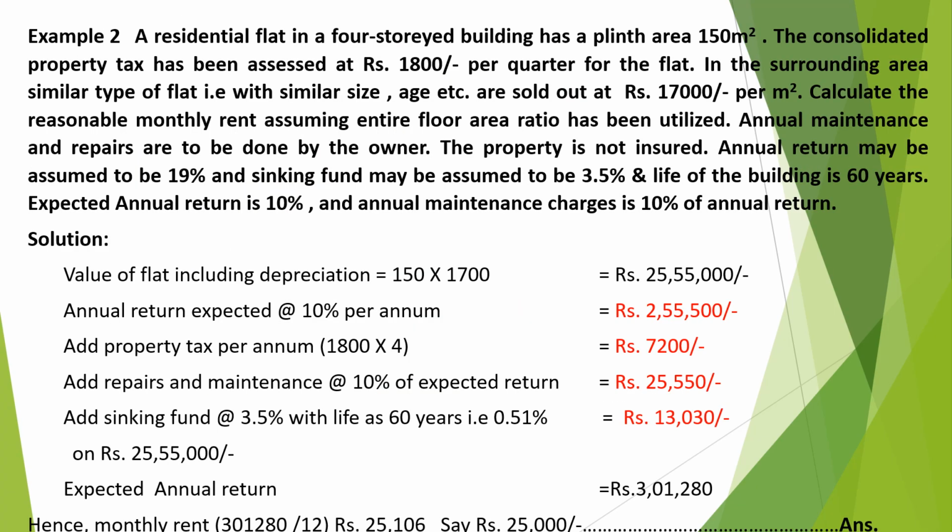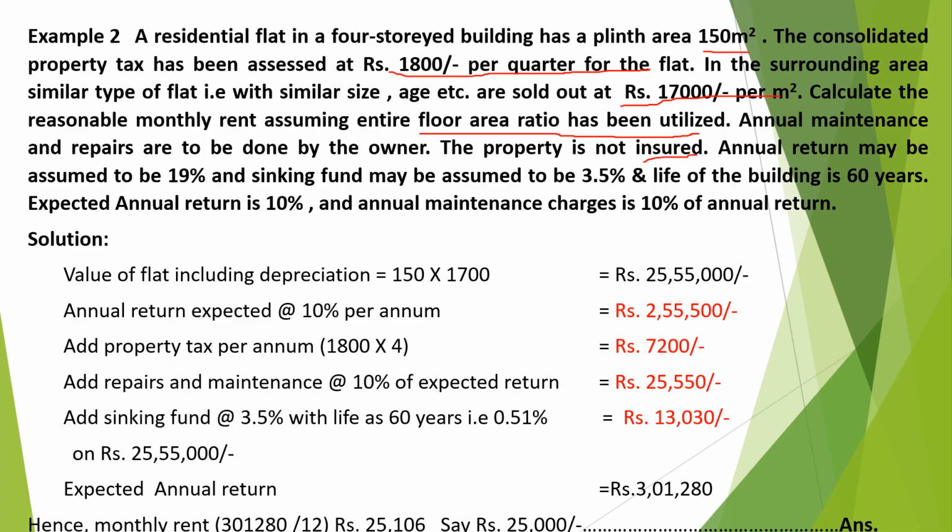A residential flat in a four-story building has a plinth area of 150 square meter. The consolidated property tax is assessed at 1800 per quarter for the flat. In the surrounding areas, similar flats with similar size, age, etc. have sold at 17,000 per square meter. Calculate the reasonable monthly rent assuming floor area ratio has been fully utilized. Annual maintenance charges are to be borne by the owner. The property is not insured.